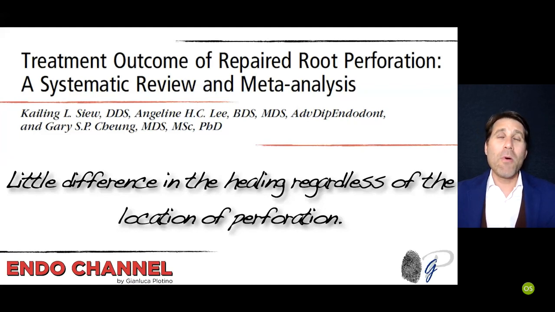If we have an intrabony perforation in a portion of the root that is in the bone, this is more difficult to access with clinical procedures, but at the same time, we don't have contact with the external portion of the tissue. So the prognosis is higher if the perforation is at this level.